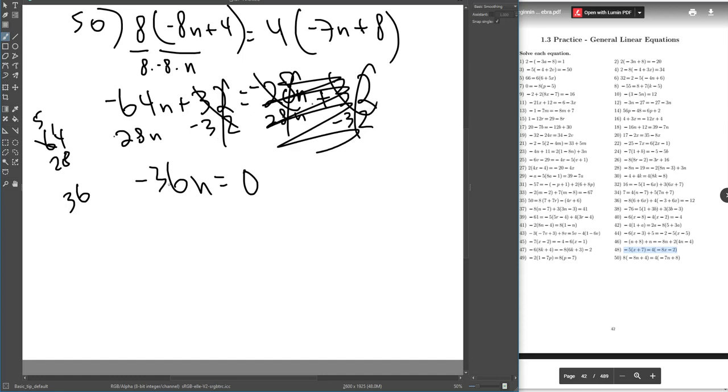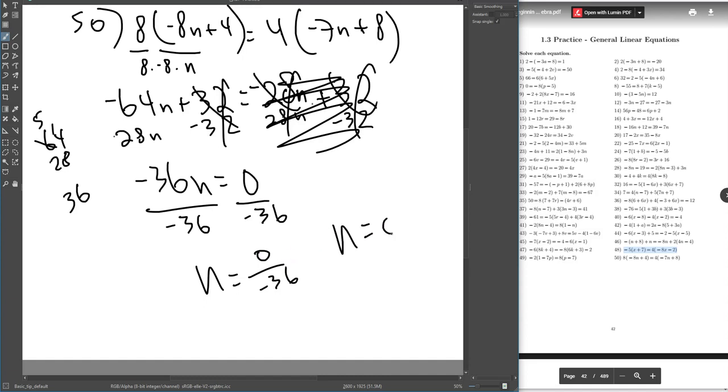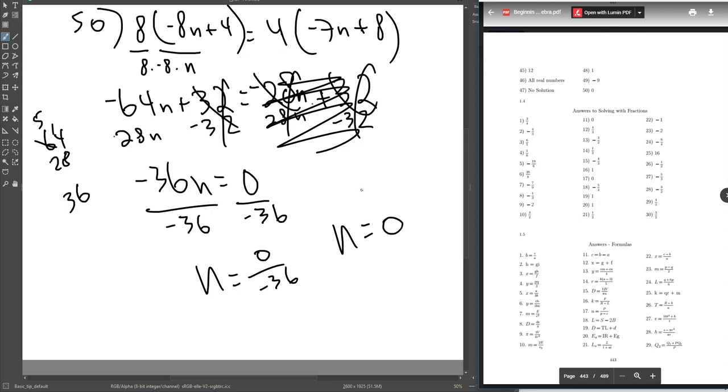All this is canceled. So divide both sides by minus 36. And we get n equals 0 over negative 36. And 0 over anything is 0. N equals 0. Are we done? Are we finally done with this disgusting chapter? Yes, we are. So that is it.